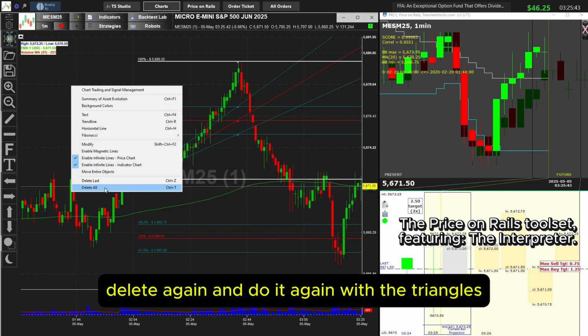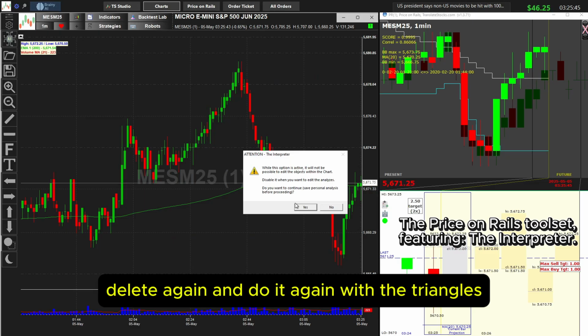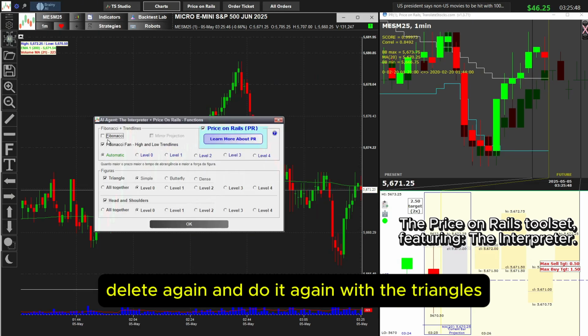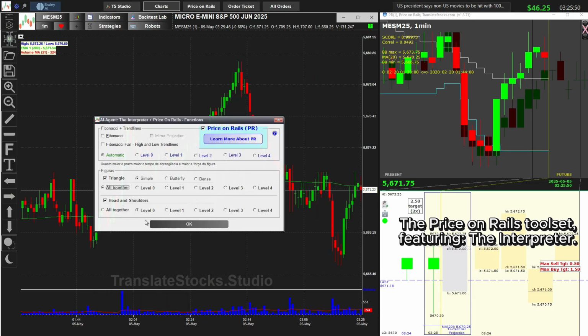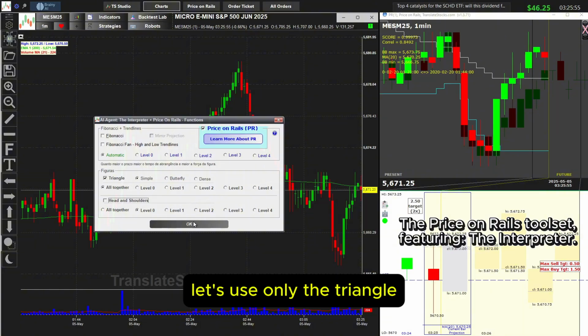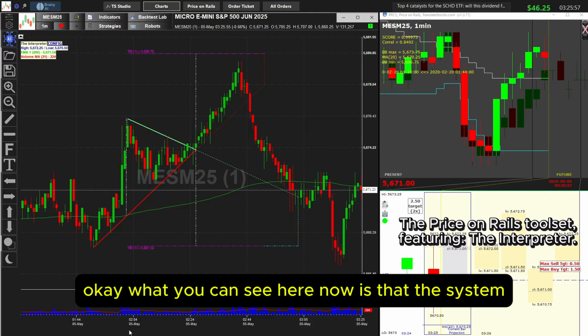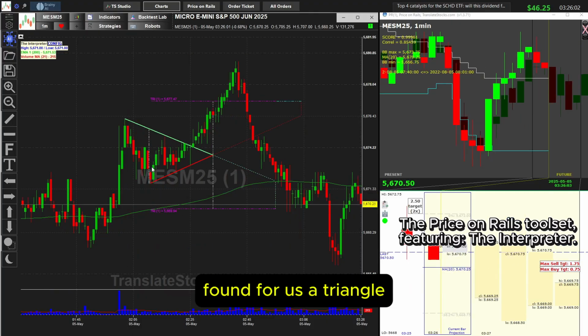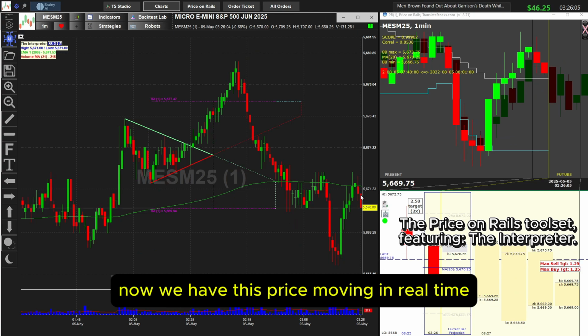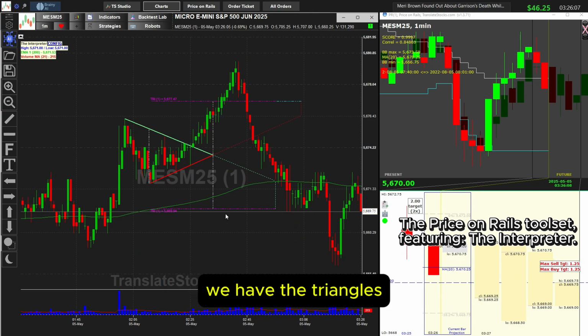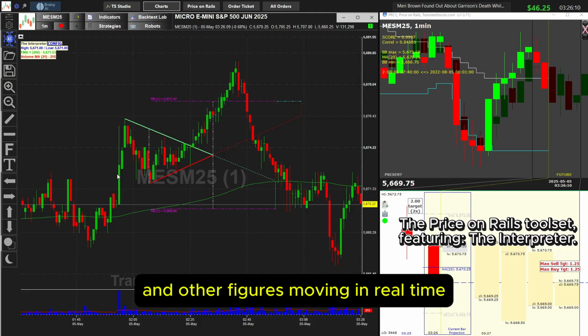Let's delete again and do it again with the triangles. Let's forget about the Fibonacci. Let's forget about the head and shoulders. Let's use only the triangle. What you can see here now is that the system found a triangle for us. Now we have this price moving in real time. We have the triangles and other figures moving in real time also.